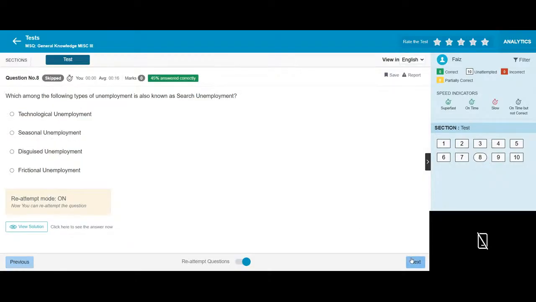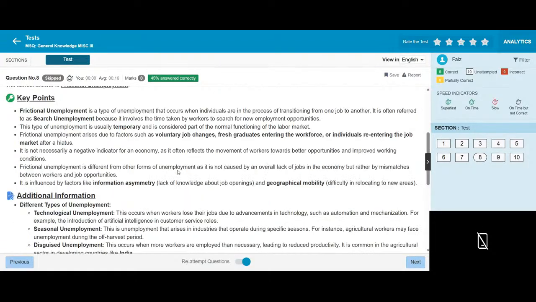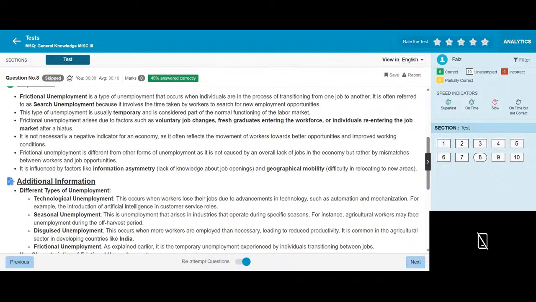Which among the following types of unemployment is also such unemployment? Frictional unemployment. Frictional unemployment is a type of unemployment that occurs in the process of moving from one job to the subsequent one, because it involves time taken by workers to search for employment. This type of unemployment is usually temporary and it's considered part of the normal functioning of the labor market.